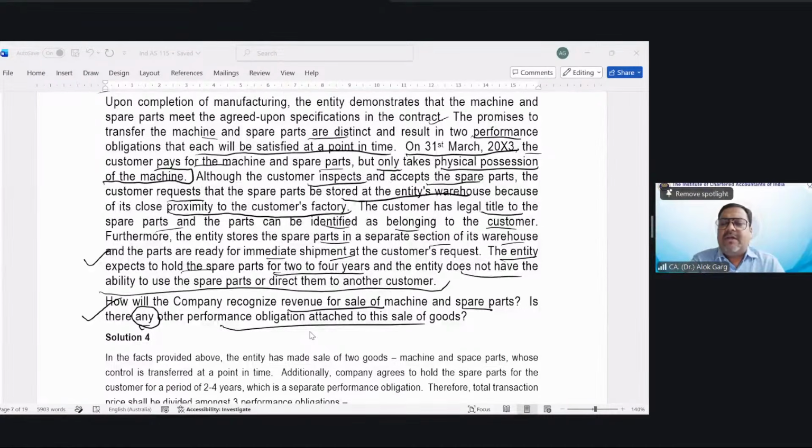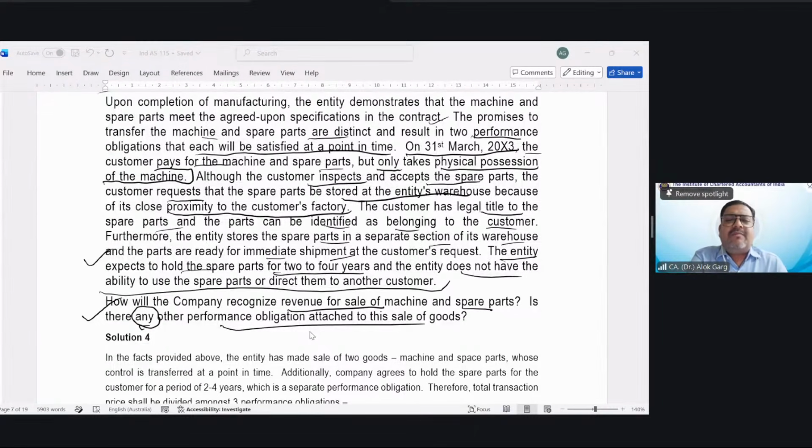How will the company recognize revenue for sale of machine and spare part? So machine, the customer has taken the delivery, but spare part is still lying with the vendor, the service provider, the manufacturer. So this entity has to recognize revenue only for the sale of machine. So spare part तो उसी के पास है ना? So the entity should not recognize the revenue of the spare part. That is the thought which is coming into my mind, right? I'm just debating. I'm not saying what is right, what is wrong.